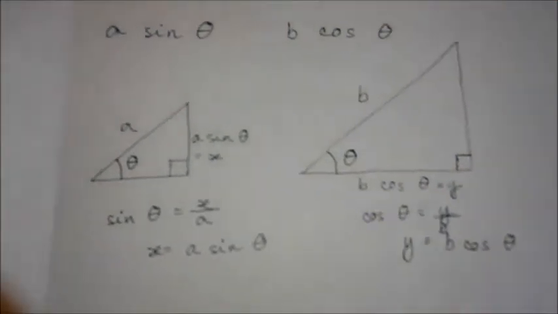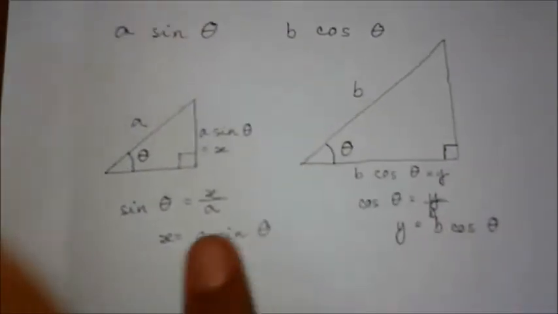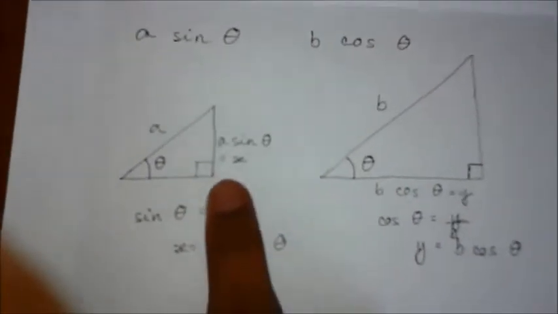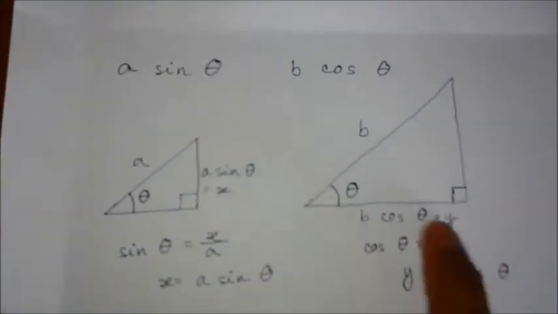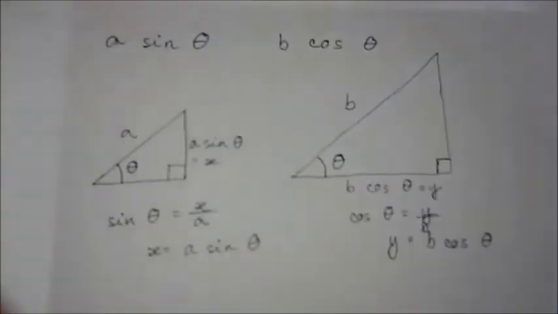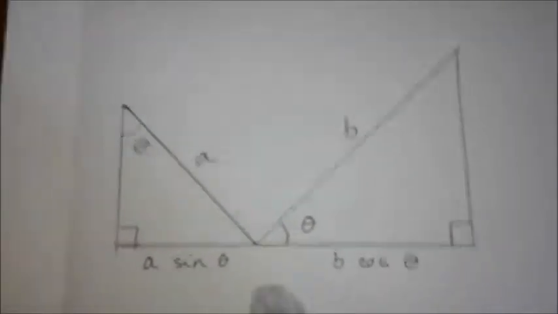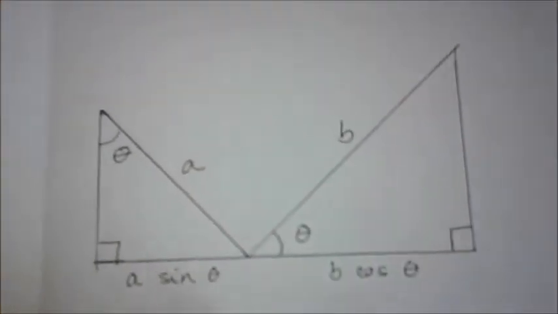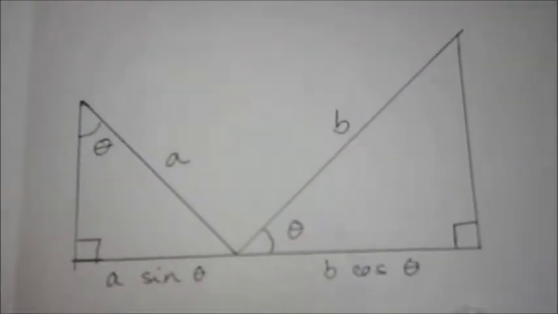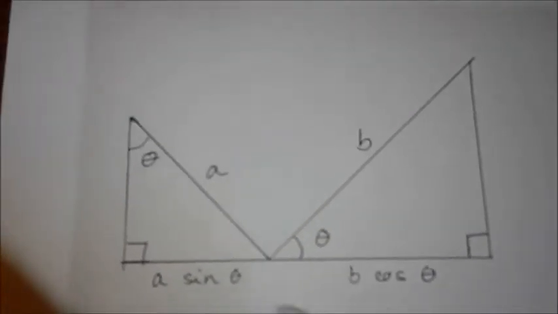And so what I'm going to do next is keep this triangle in place and rotate this triangle so that A sine theta, this side over here, is on the same straight line as B cosine theta. So what I've done over here is I've taken this triangle over here and rotated it so it lies on the same straight line. So now maybe we can see some patterns over here.